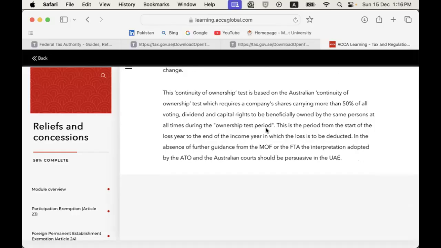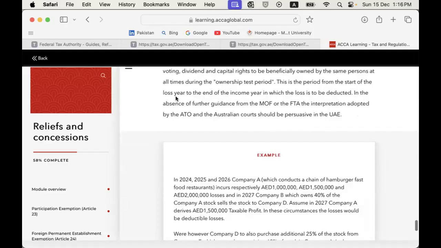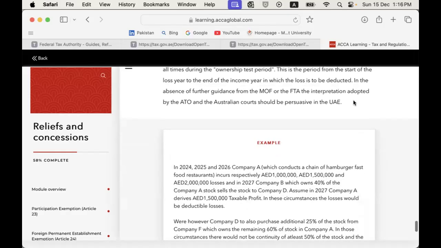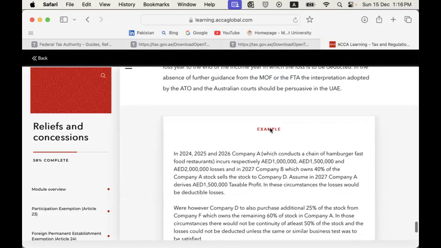So basically, at least 50% shareholders should not change. This is the period from the start of the loss year to the end of the income year in which the loss is to be deducted. In the absence of further guidance from the Ministry of Finance or the FTA, that's why I said exactly the same thing is written here as well. This is not a matter for cabinet. This is a matter for the ministry, which is the finance minister or the authority. Cabinet decides on higher level stuff.